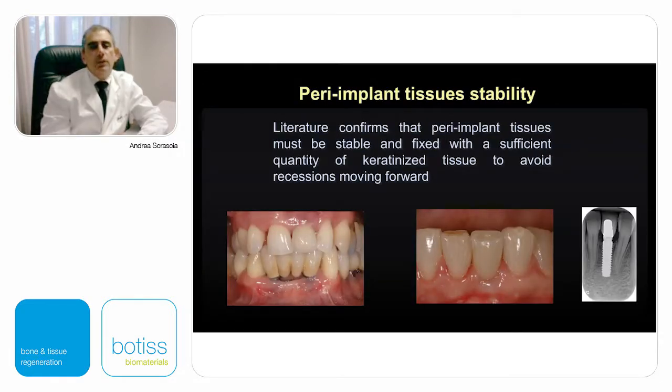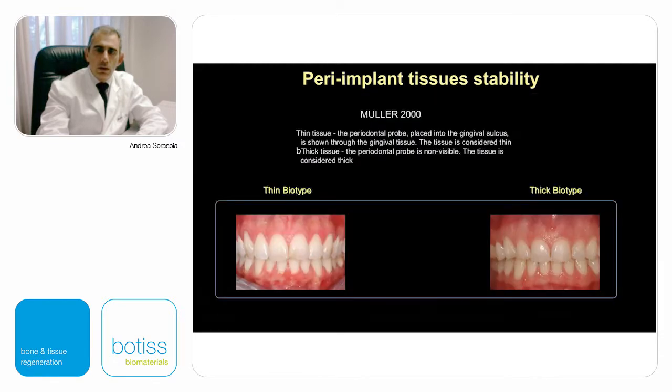The theory confirms that peri-implant tissue must be stable and fixed, with a sufficient quantity of keratinized tissue to avoid recession moving forward. And how do we determine whether the tissue is a thick biotype, at least 2 mm thick? Well, using a periodontal probe into the sulcus: if the periodontal probe is not visible through the tissue, then the tissue is considered thick.